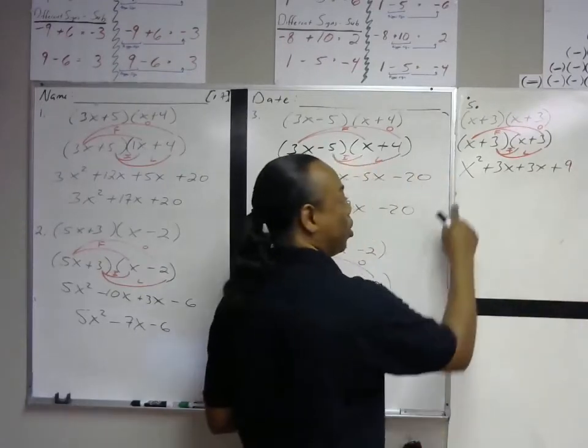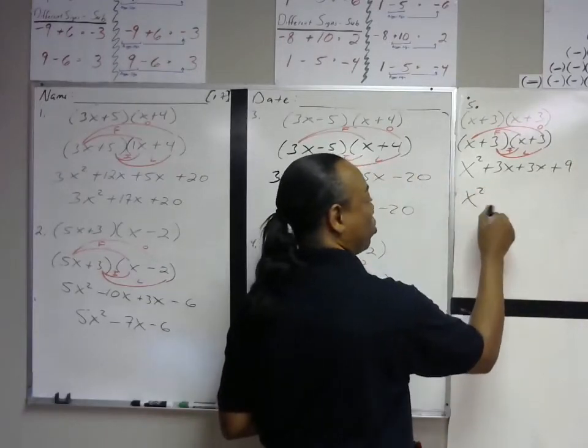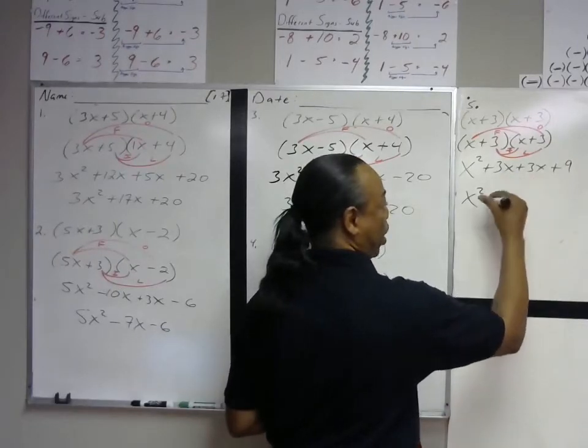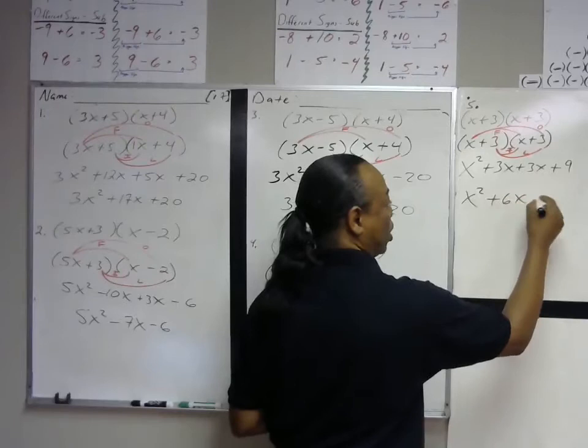Okay. From there, we'll have x squared here. And we'll collect these terms, they're both positive, so this will add to 6x, and then plus 9.